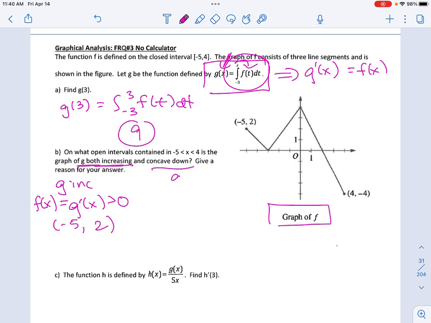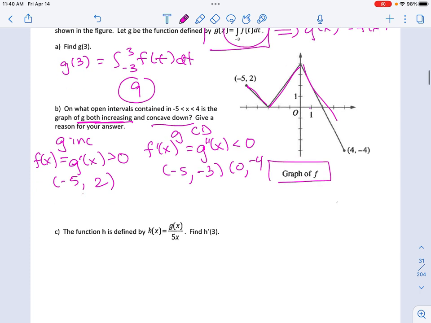But I also want where g is concave down. So that is where g double prime is negative. But again, you have to connect it to f. So that's where f prime is negative. So where's the slope of this graph negative? So from -5 to, it looks like -3. This is a positive. And then from 0 to 4. So basically, I'm looking for on what interval do these two overlap. It looks like -5 to -3, and then only 0 to 2. Oh, sorry, this was a positive 4 here.